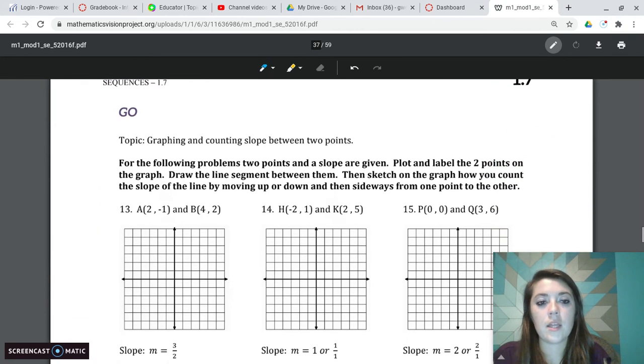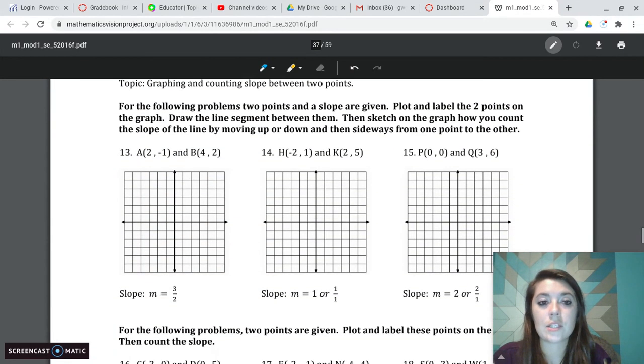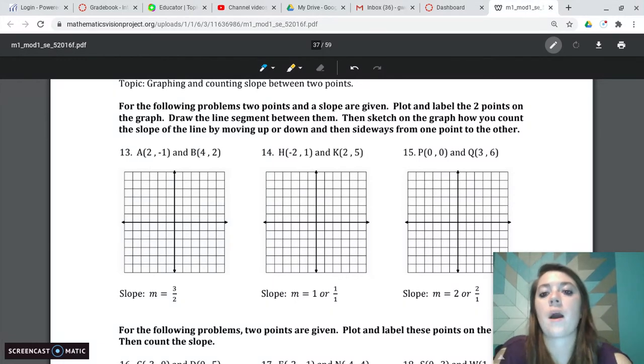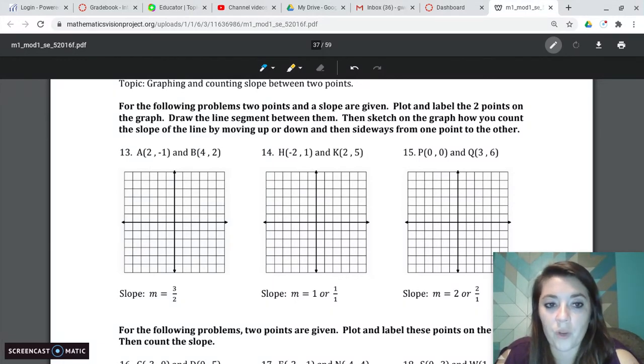All right. The next section is looking at slope. For the following problems, 2 points and a slope are given. Plot and label the 2 points on the graph. Draw the line segment between them, then sketch on the graph how you count the slope of the line by moving up or down and then sideways from one point to the other.